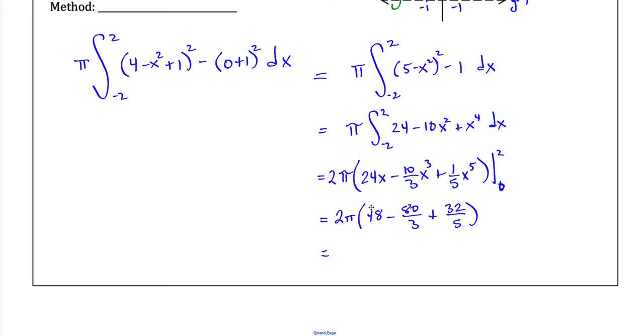You know what? I'm just going to pretend like I did this. I know I can do it. I've been doing this all day. My brain hurts. I've been doing this all year, 5 hours a day. 416/15 times 2 is 832/15. So 832 pi over 15.